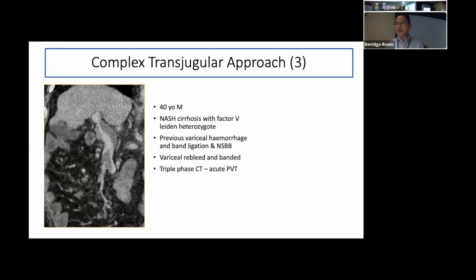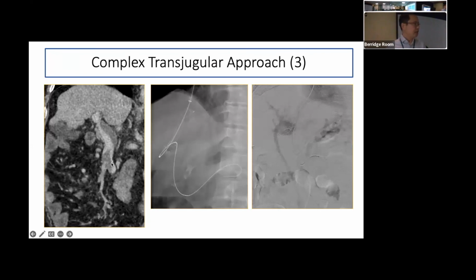Another case, this is a case of a 40-year-old, again a very young patient, cirrhotic with factor V deficiency. So he came in with massive variceal bleed. And you can see here portal vein thrombosis, SMV thrombosis, quite a challenging case because of the anatomy, cirrhotic liver, very fibrotic.